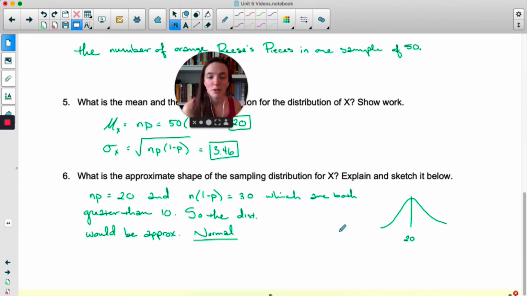Okay, np and n(1 minus p) are both greater than 10. They're 20 and 30 respectively. So the distribution would be approximately normal. So far, everything we've done on this page has been a review of binomial distributions.